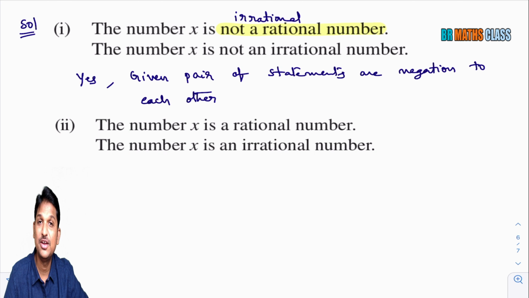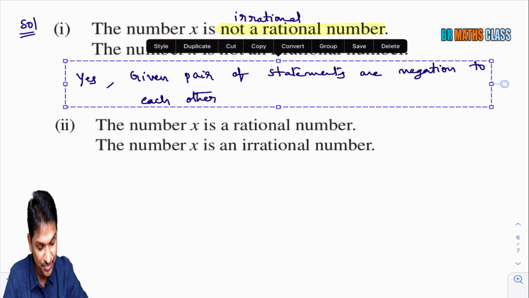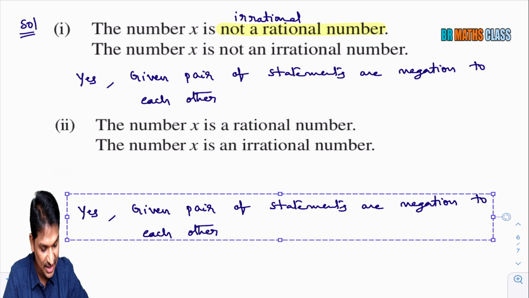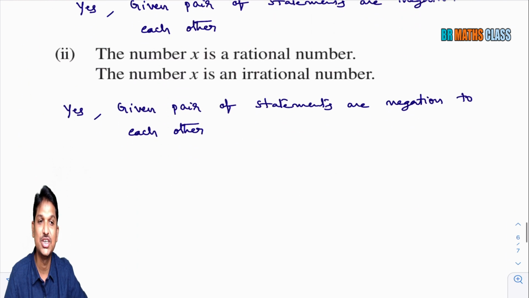So, given pair of statements are negation to each other? Yes, given pair of statements are negation to each other. I hope you're not confused. You just mention in the comment section whether you understood this easily or you are confused a little bit. So the answer is yes, given pair of statements are negation to each other. So we completed the second question also.